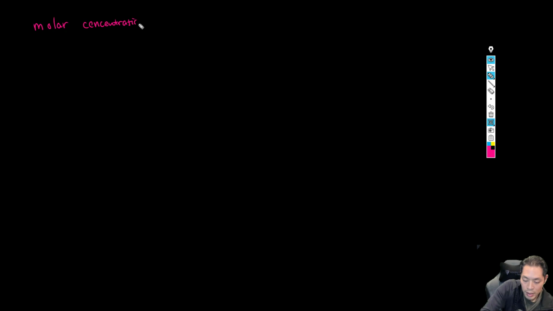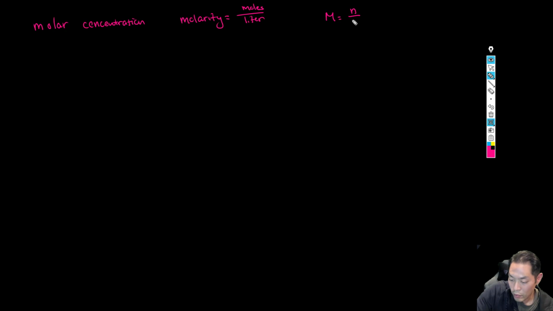So a lot of times when we have ionic compounds, we're going to put them in solution and figure it out that way. And when we do have something in solution, instead of using moles, we're going to use something similar to it. We're going to use something called molar concentration. Another way of saying it is molarity. So molarity is the amount of moles per liter.